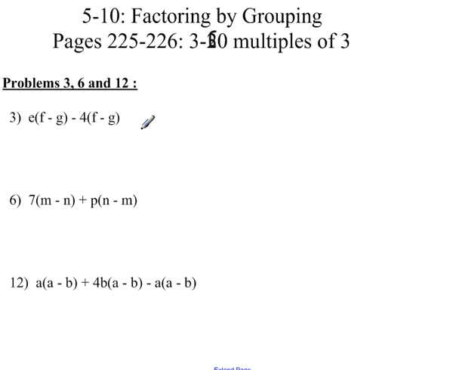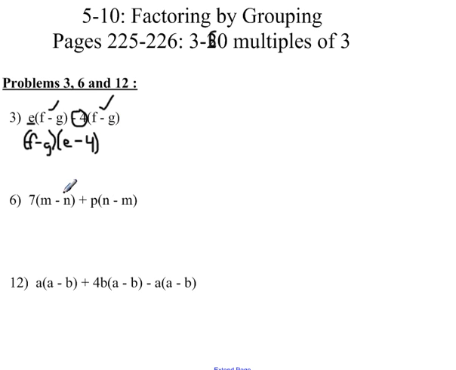Starting with number 3, we'll do the first one. Your goal is trying to find something in common in your two groups here. So right here you're going to separate out your f minus g that's in common between this term and the second term. If f minus g have both been used in the check marks, your second set of parentheses is going to be what's left over. And that's going to be the e that's in front of the first f minus g and a minus 4 from in front of the second group right here. And that's all there is to it. You stop right there.